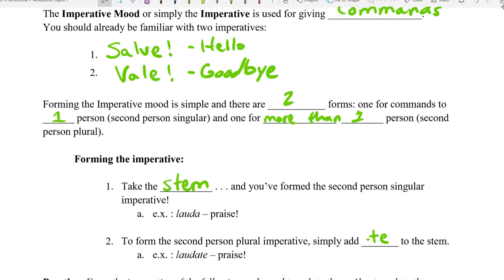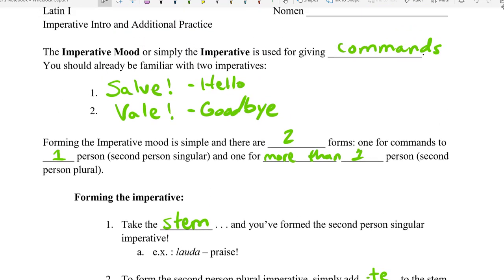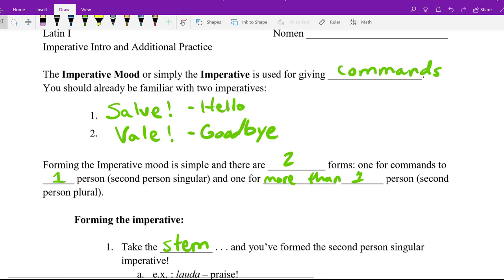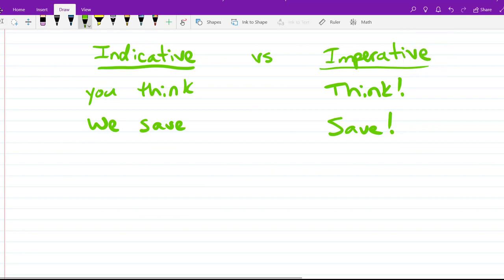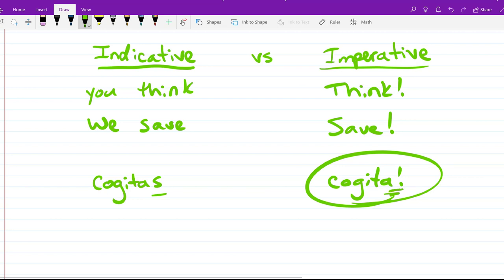The biggest thing is to make sure that we keep in mind that we're going to see these two different moods. So you're going to have an indicative verb like you think, and we're going to have it as cogitas, and you're going to have to form that. And you're also going to have to form the imperative form of think, which would be from cogitare, just cogita, right? And those are both forms. It's just the imperative form doesn't have an ending that we're used to. It doesn't have any ending. It either has just the a there, or it's going to have a te at the end. One of the two.